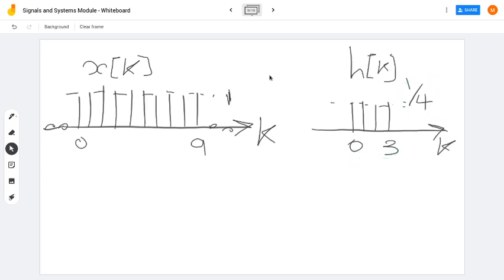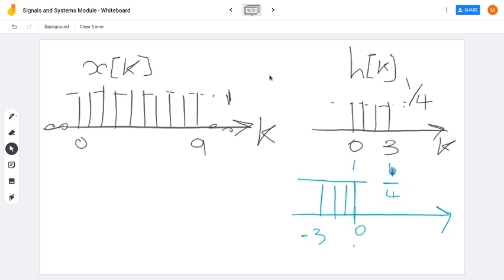We will choose one signal to keep as is, and the other signal we will mirror and shift. Of course, it looks like x of k is more difficult to move. h of k is simpler, is smaller, so I would choose to keep x of k as is, and h of k I will mirror and shift. So the first step is to do the mirror. So we'll have our samples going from 0 to minus 3. All will have this weight of 1 over 4. This is basically h of minus k.